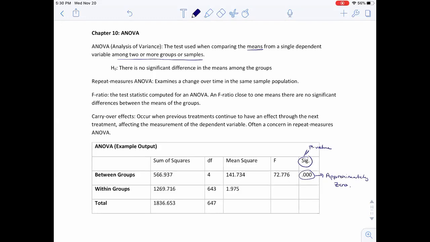Those are called carryover effects, just carrying over from the previous treatment. It can happen in a regular ANOVA or any testing, but it's just a concern for repeated measures because we are repeating measurements on the same subjects. So then it's a problem.